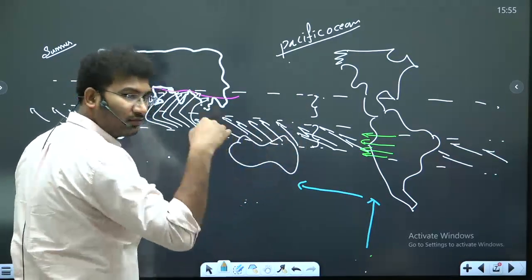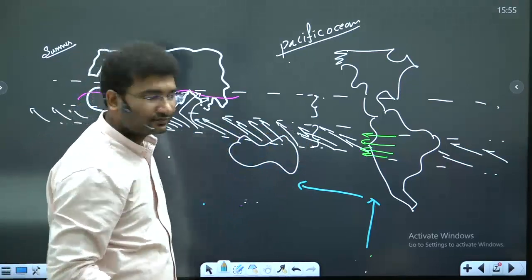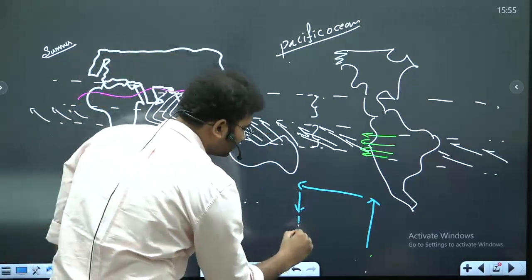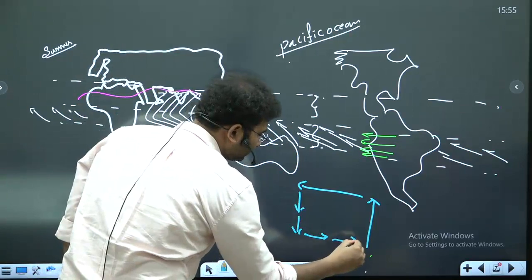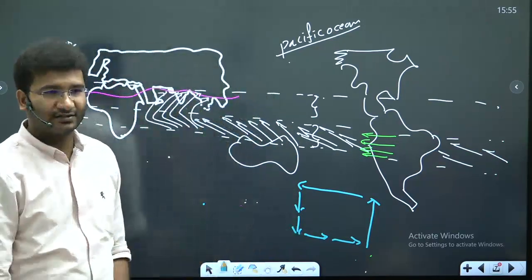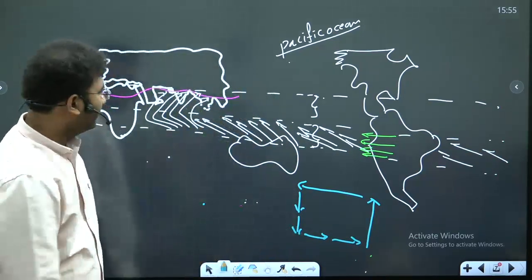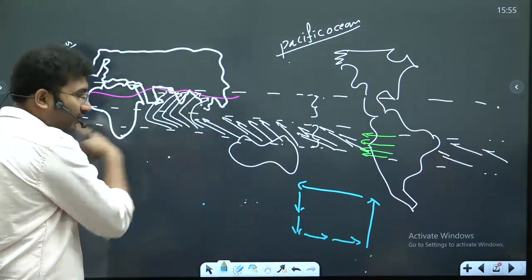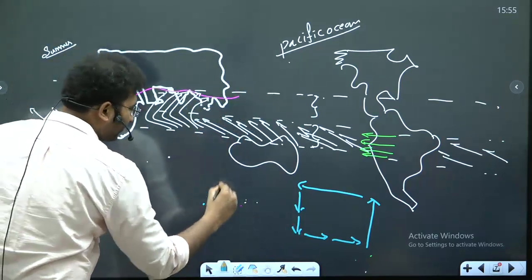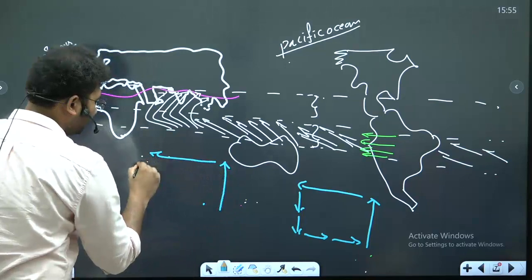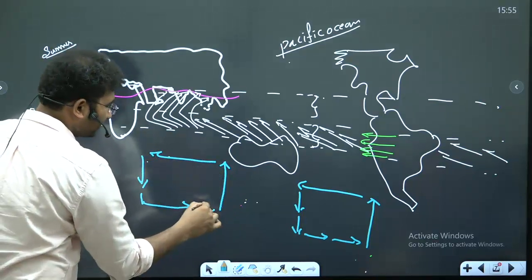And on the Australia, what kind of water do you get to see? This is what is the circulation, right? Now, in the Indian Ocean, the water is moving. That means here you have cold water. As they move, this is what the circulation you will get to see.